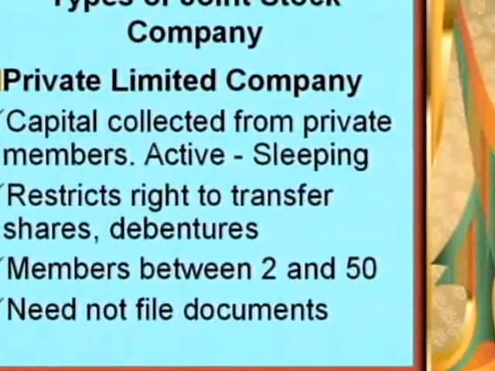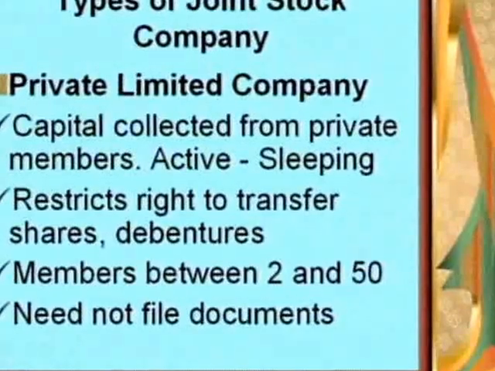Types of joint stock company. There are different types: one is the private limited company, and the other is the public limited company. In a private limited company, the capital is collected from private members, who may be either active or sleeping members. It restricts the right to transfer shares and debentures.